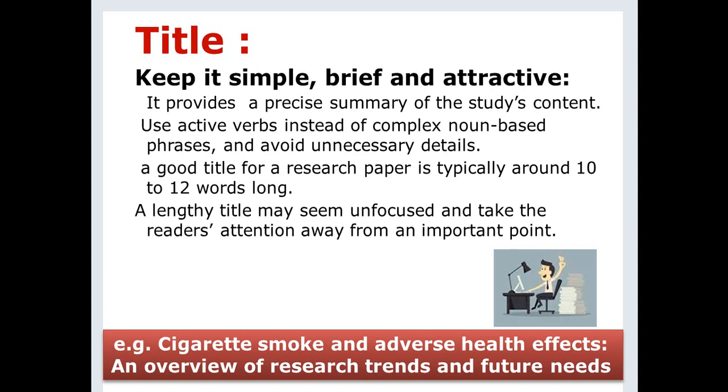A good title of a research paper is typically around 10 to 12 words long. A lengthy title may seem unfocused and take the reader's attention away from the important points. So we have an example for a good title: cigarette smoke and adverse health effect, an overview of research trend and future needs. This is only 14 words.